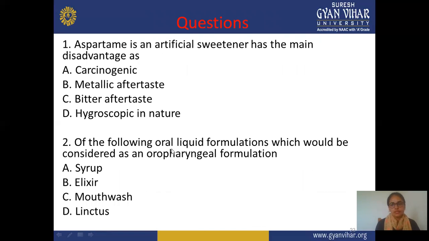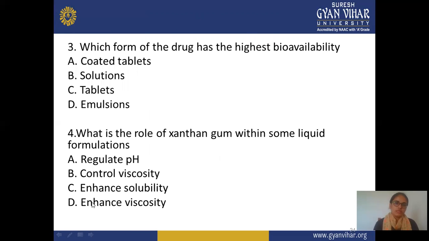Next is the question part. In the first question, aspartame is an artificial sweetener; its main disadvantage is: A, carcinogenic; B, metallic aftertaste; C, bitter aftertaste; D, hygroscopic in nature. Second question: of the following oral liquid formulations, which would be considered a gel formulation? A is syrup, B is elixir, C is mouthwash, and D is linctus. Next: which of the following has the highest bioavailability? A option is coated tablet, B is solution, C is tablet, and D is emulsion.